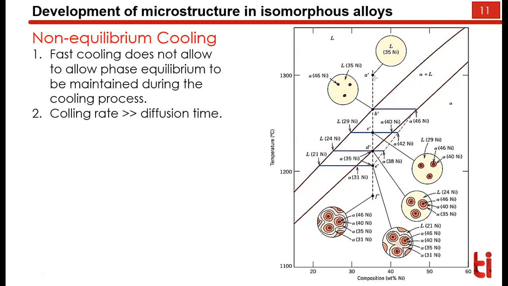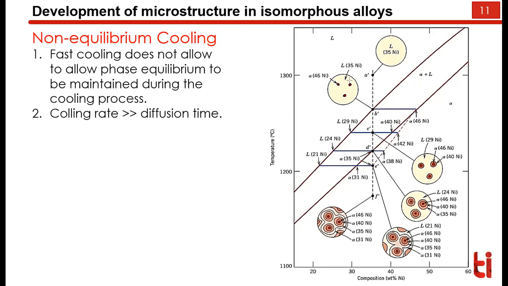Now A prime is in the liquid state, single phase, no problem. It will behave like equilibrium cooling only. So you have a liquid, and the liquid has the composition of the alloy: copper 65.8% and 35.8% nickel. So at B prime also there is no issue at all, because at B prime solidification has just started.